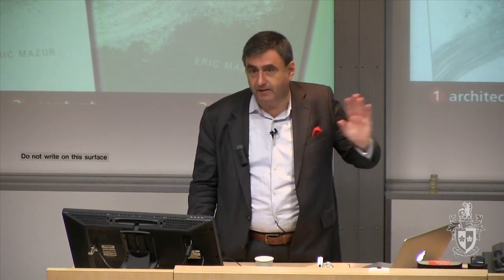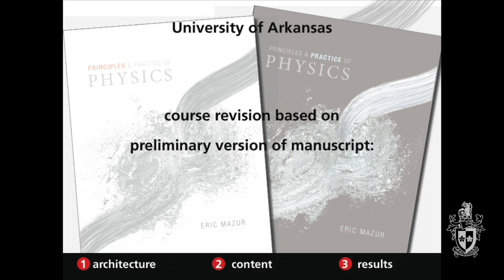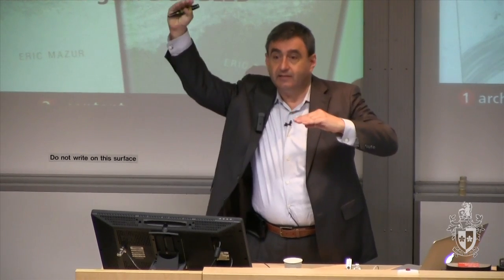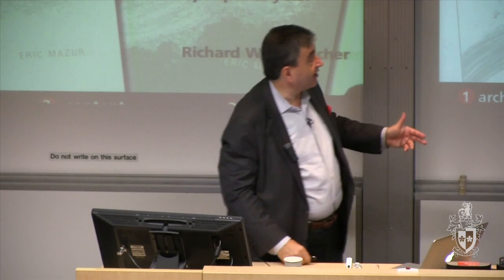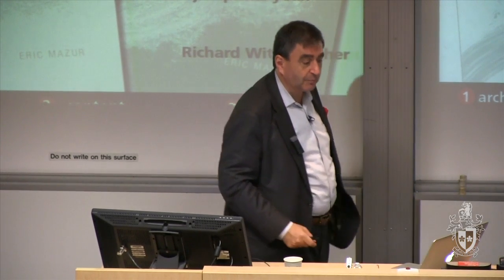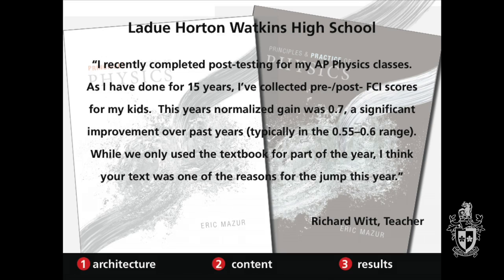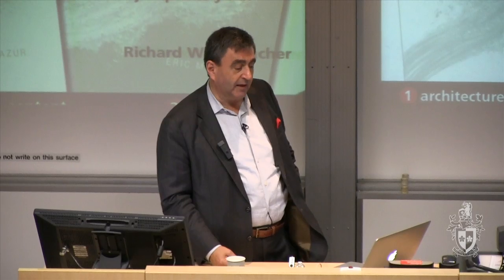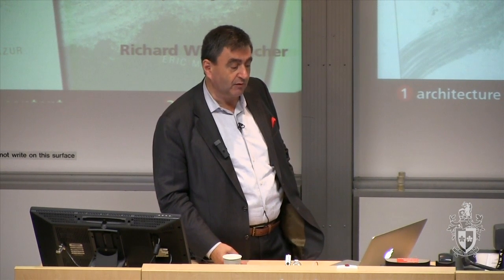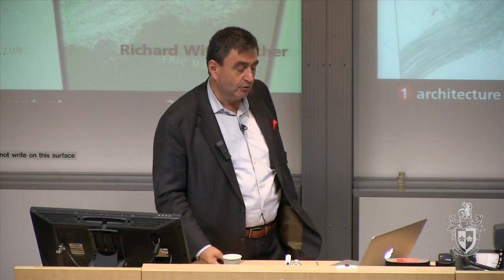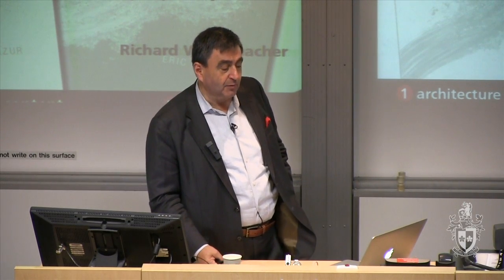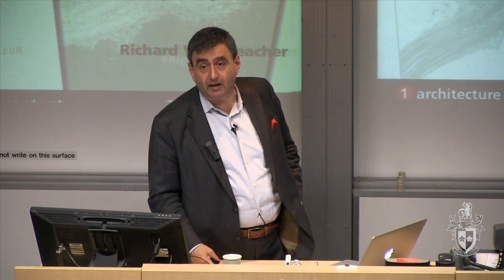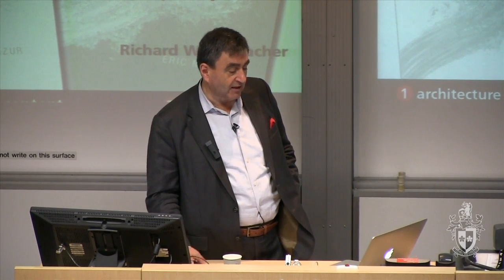At the University of Arkansas, a very different population of students, they did a course revision based on a preliminary version of my manuscript a few years ago, and their normalized FCI gain doubled. And here's an email I got from a high school teacher recently. I recently completed post-testing for my AP physics classes. As I've done for 15 years, I've collected pre-post FCI scores. This year's normalized gain was 0.7, a significant improvement over past years, typically in the 0.55 to 0.6 range. Well, we only used the textbook for part of the year. It didn't come out in time for them for the whole year. I think your text was one of the reasons for the jump this year.